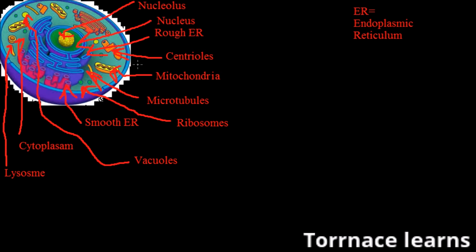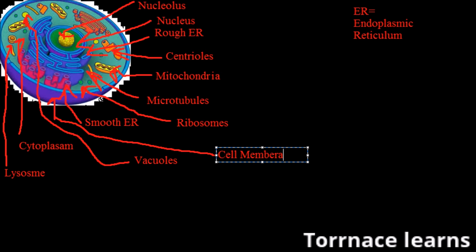But just something that I didn't point out is this blue thing right here. Let me make a better arrow first and point at it. This right here, what seems to be the outside, is the double, what is it called, bipolar membrane, I think. This is the cell membrane. What the cell membrane does is keep everything inside.